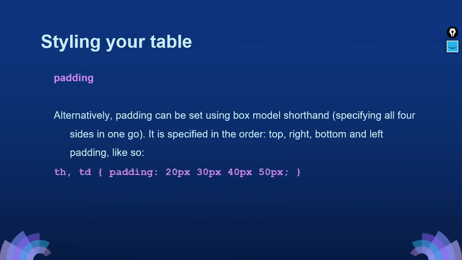Alternatively, padding can be set using box model shorthand, specifying all 4 sides in one go. It is specified in the order top, right, bottom, and left padding. So here is an example: 20 pixels for top, 30 pixels for right, 40 pixels for bottom, and 50 pixels for left padding.